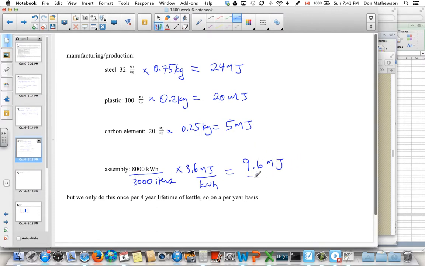So the total there of all of those, the energy to make the steel, make the plastic, make the carbon, and then put the thing into a kettle, that works out to 58.6 million joules. But then again, this kettle's going to last 8 years. You don't have to put out this much energy every year. On a per year basis, it's 58.6 divided by 8. That is 7.325 megajoules per year.